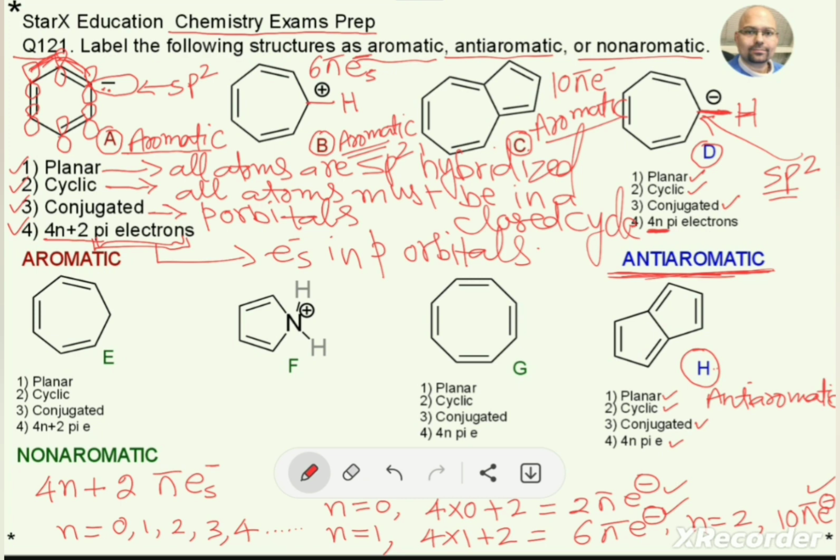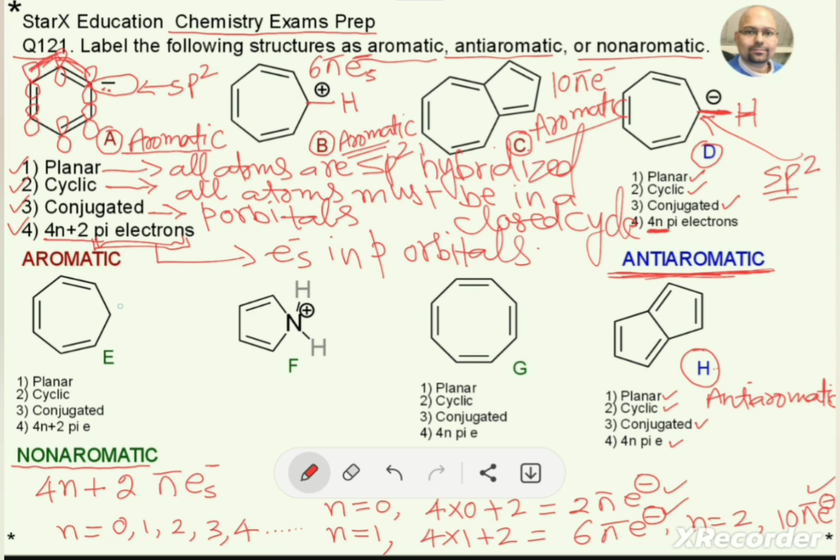Now we will have a look at the species E, F and G. The species E, F and G, as I have noted by this color code, are non-aromatic. Now once we see any species, first of all we try to see if it is aromatic. And we go through these 4 checklist items one by one. First we look if this is planar.